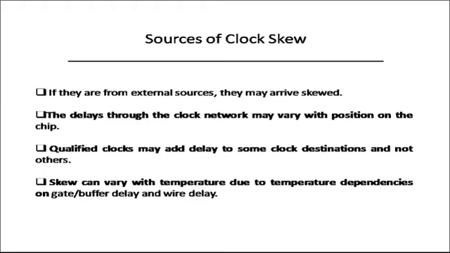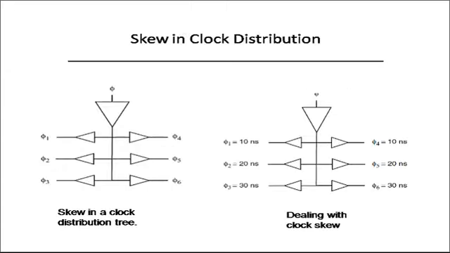There may be certain qualified clocks that add a delay to some clock destinations. It may happen. There is another thing, that is temperature variation. Skew may be there because of the temperature variation, because of the temperature dependency of gate and buffer delay. Delay may change because of a change in temperature for a circuit or a buffer. For the buffer or an inverter, the delay changes as the temperature changes. Here there is an example.